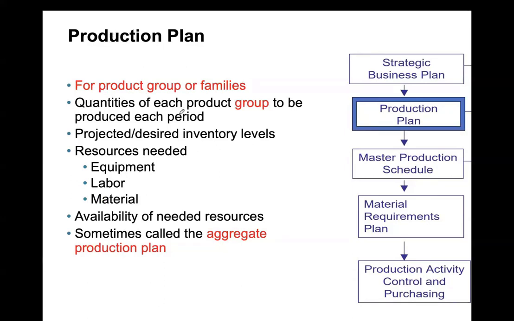Production plan involves calculating quantities of each product group to be produced each period and desired inventory levels, and what type of resources would be needed, what equipment will be needed, how much labor would be needed, and how much raw material and other resources would be needed. And if those resources are actually available. Production planning is also called the aggregate production plan.